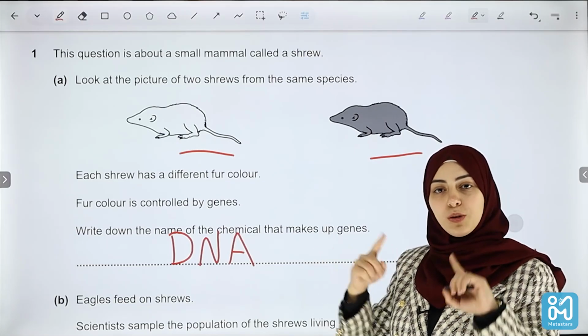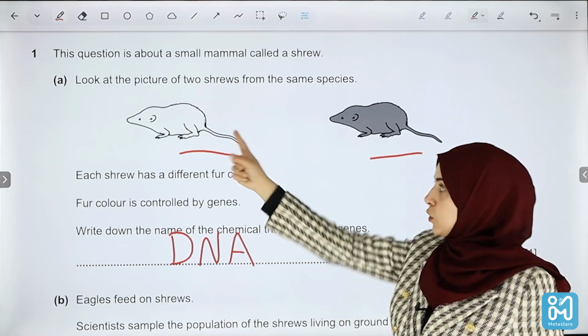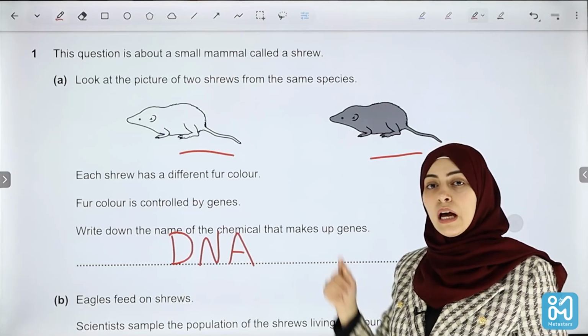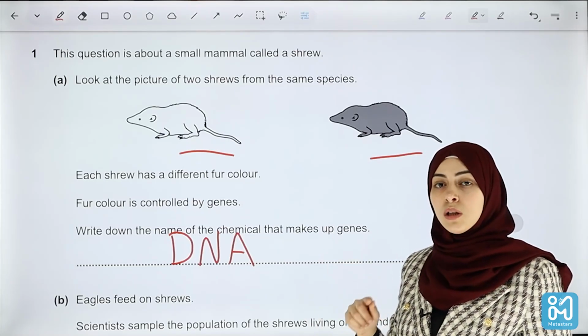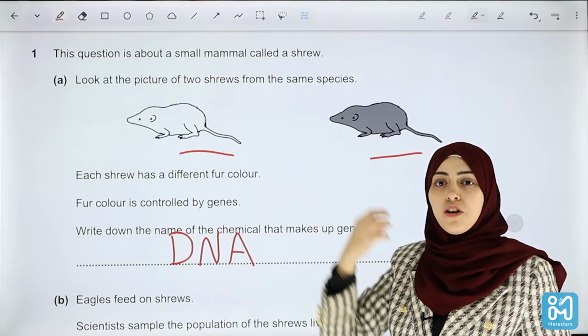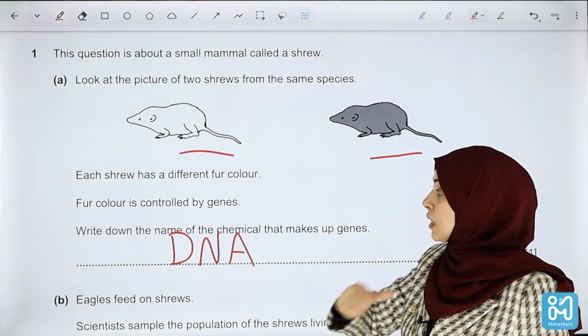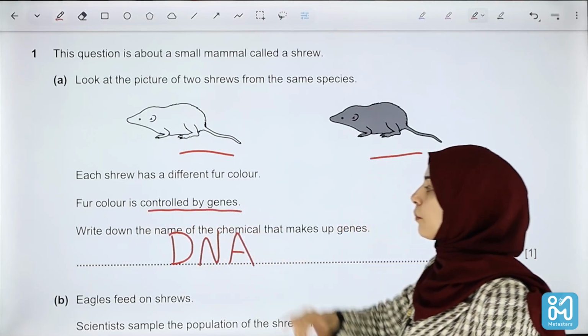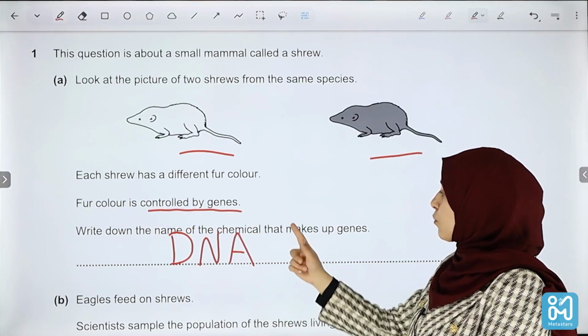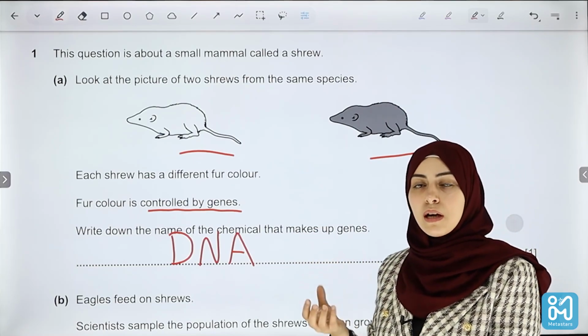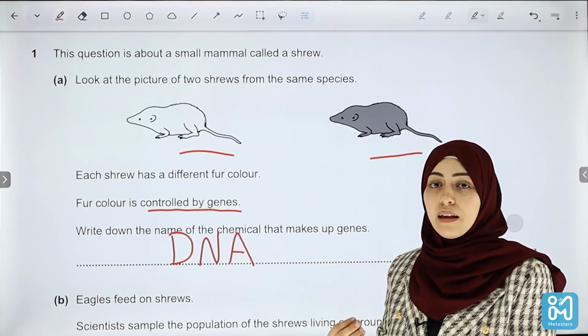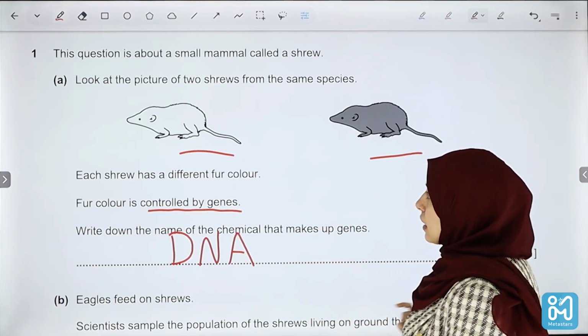Okay, so here we are talking about genetic variation. They do have a different fur color according to the genes that they inherit from their parents. Fur color is controlled by the genes. Write down the name of the chemical that makes up genes. For sure, it's the DNA.